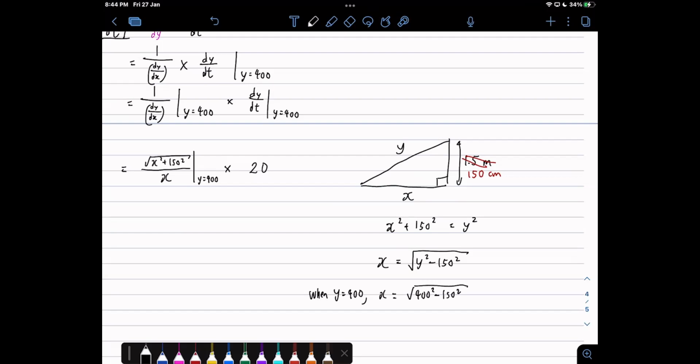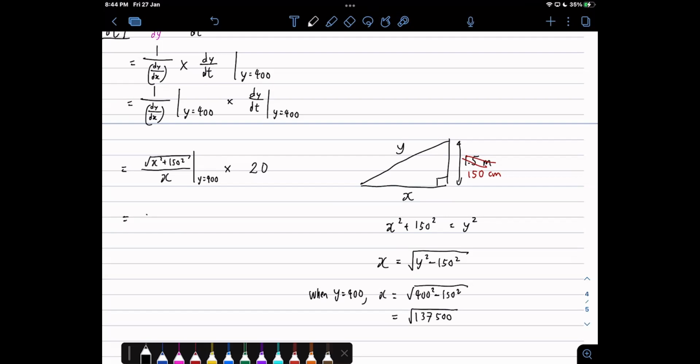I need a calculator for this. Let's see, 400 squared minus 150 squared, 13750. Okay, this is a very big number, but never mind, we have a calculator for this. Yeah, so that is x. Then you just have to substitute in with the value of x.